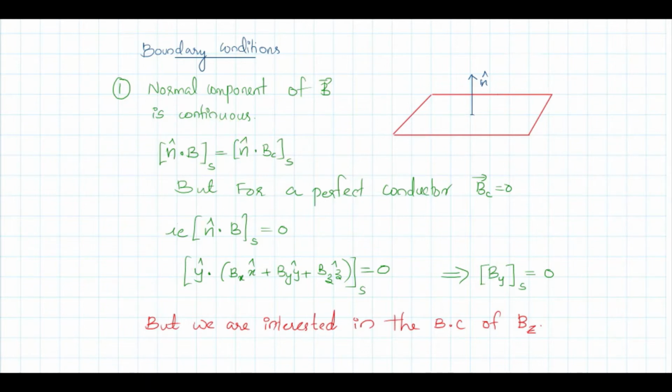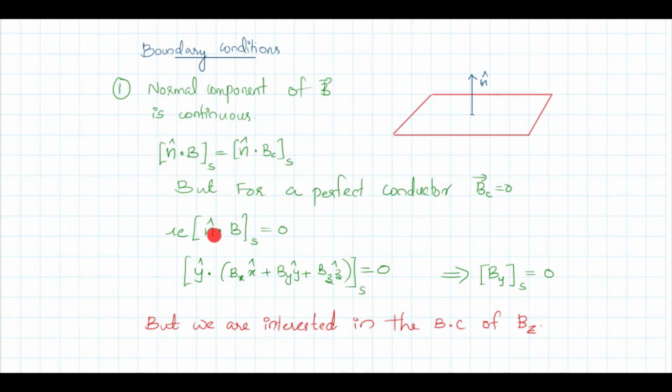It is continuous, which means at this surface, n cap dot B at S is equal to n cap dot B_C at S. What is B? B is the value of the magnetic field just above the surface, that is inside the dielectric medium. What is B_C? The value of the magnetic field just below the surface, that is inside the conductor. That is why I put a C here. But we are dealing with only the case of a perfect conductor. The magnetic field inside the conductor is 0. So I can write the right hand side as 0. So n cap dot B at the surface is equal to 0.